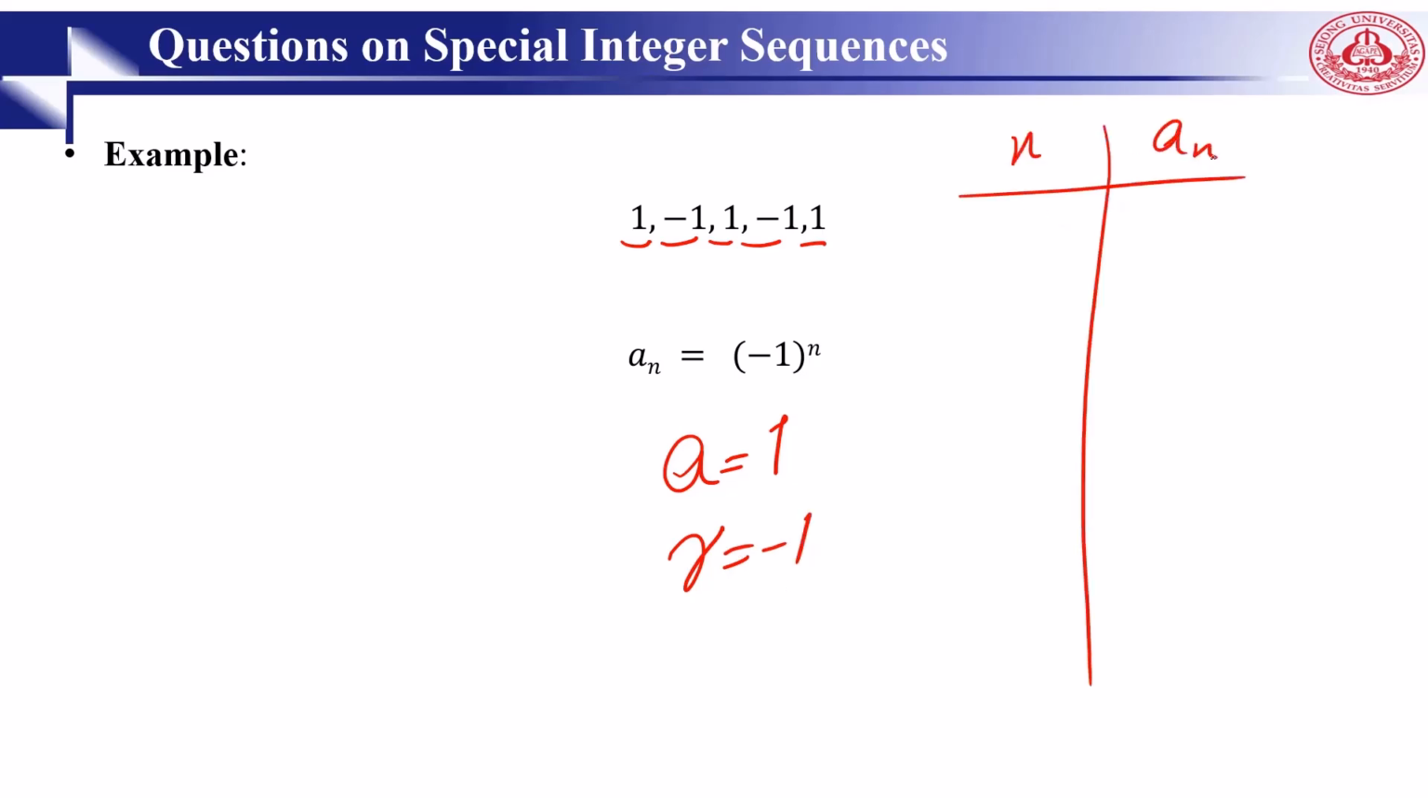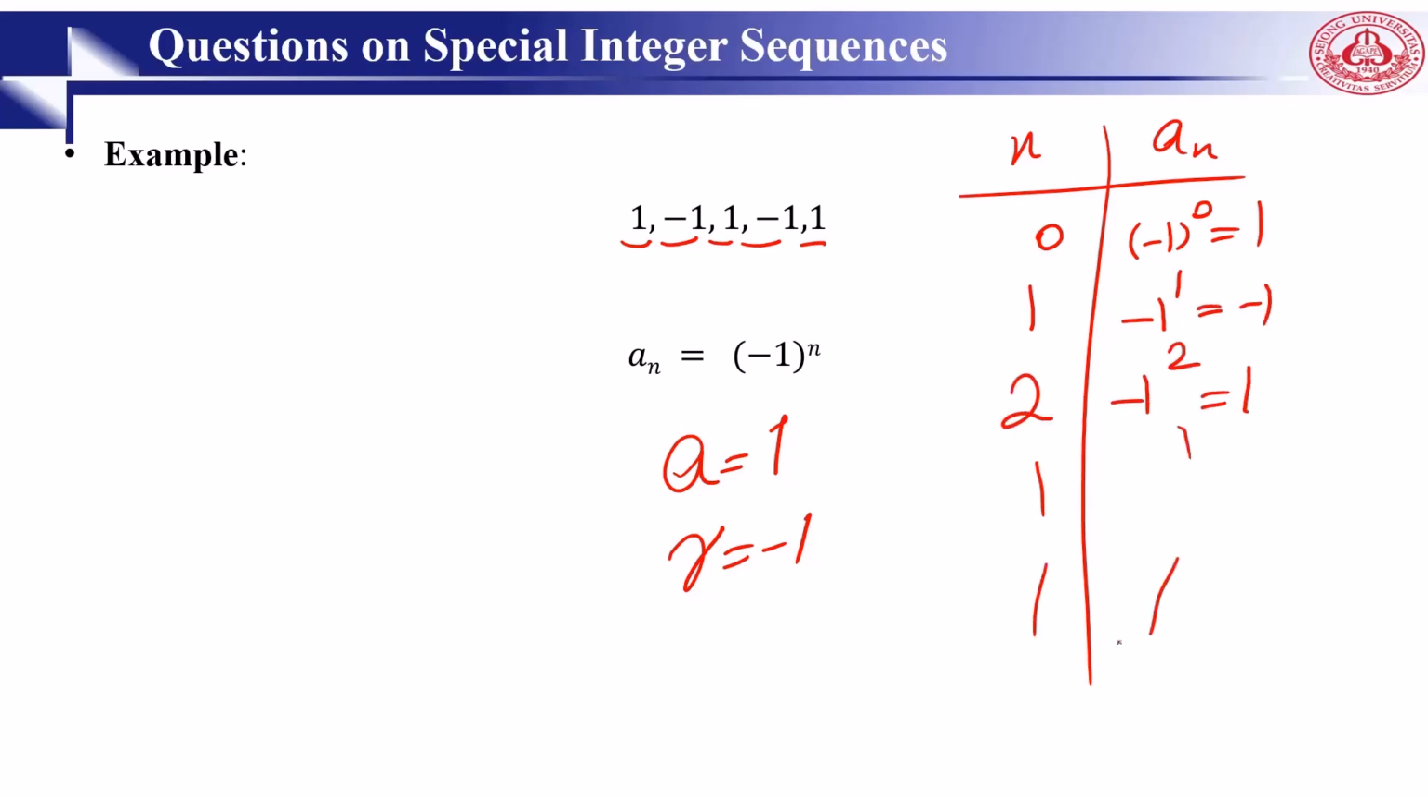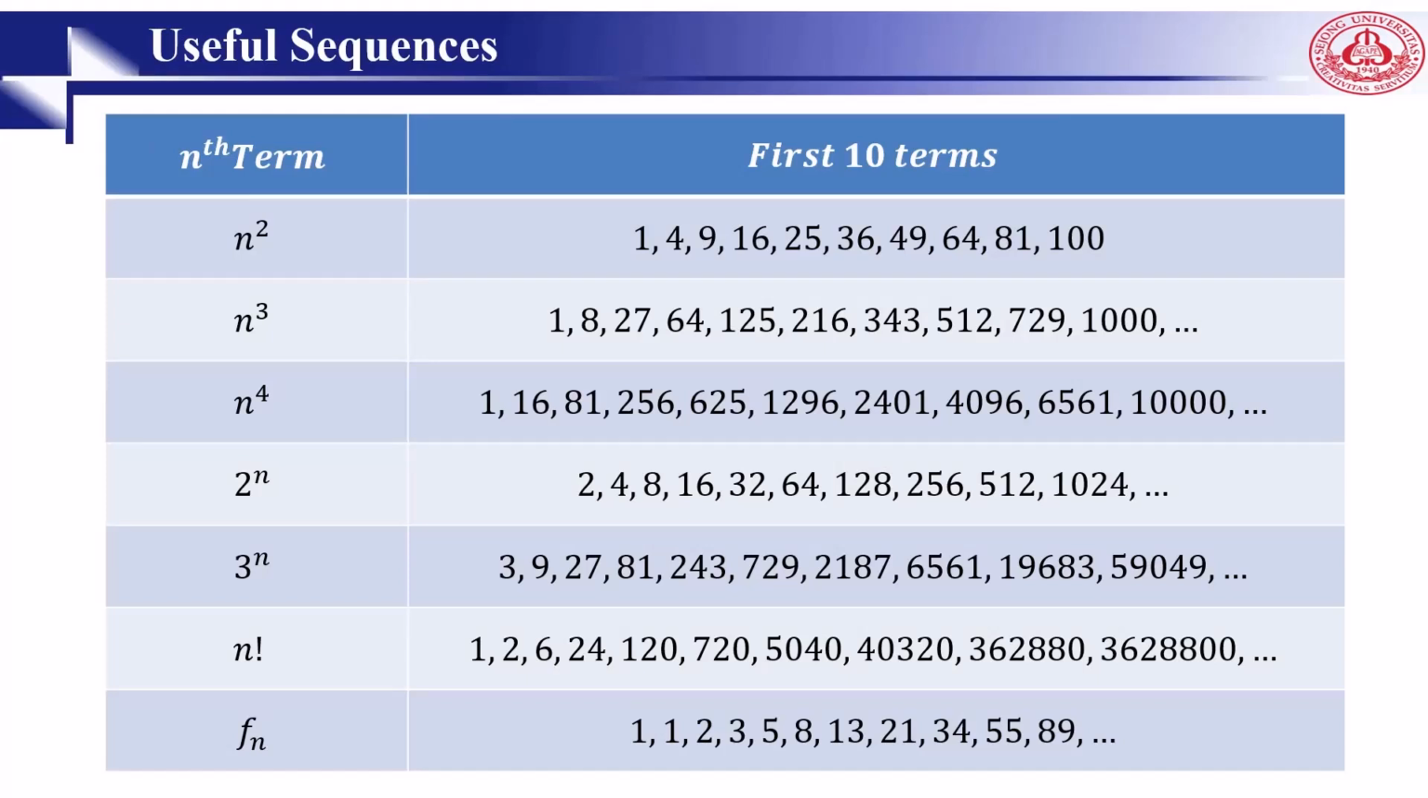n, a_n. When n is 0, (-1)^0 is 1. When n is 1, (-1)^1 is -1. When n is 2, (-1)^2 is 1. And it will repeat. Here are some useful sequences, for example: n squared, n cubed, n to the power of 4, 2^n, 3^n, n factorial, and f(n).